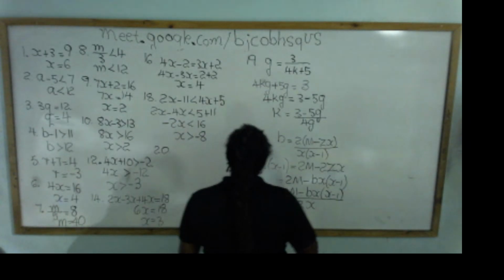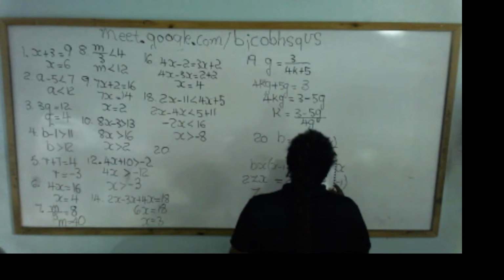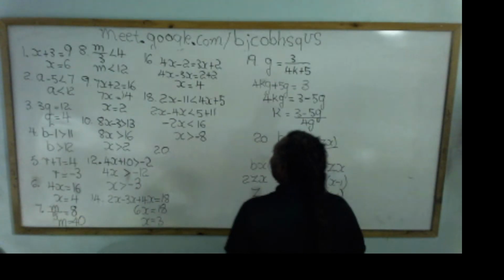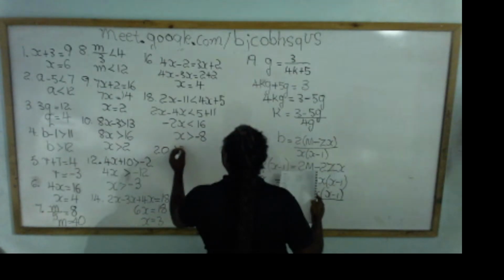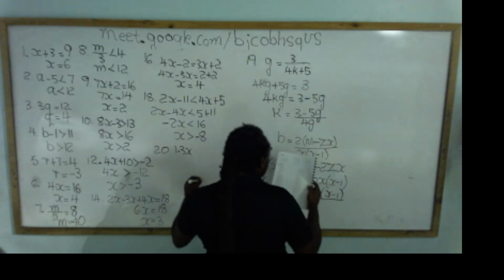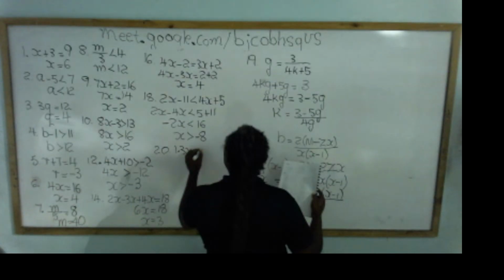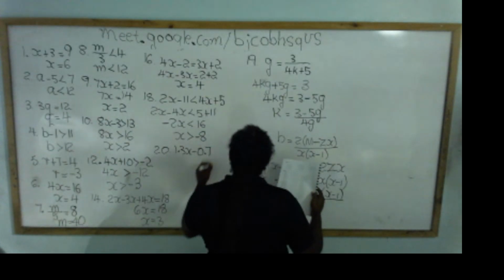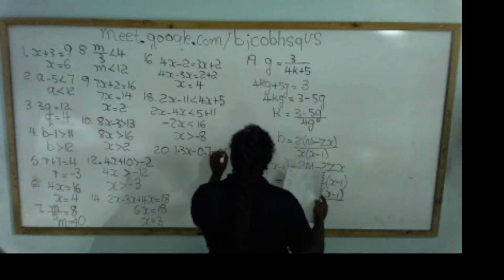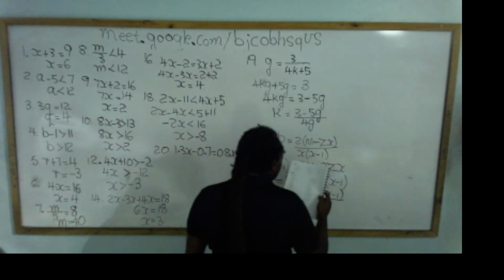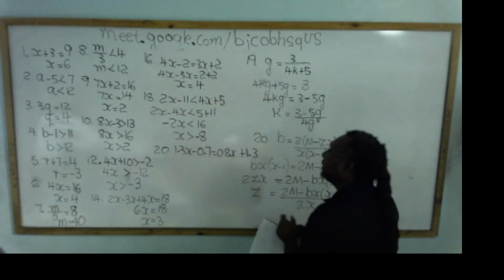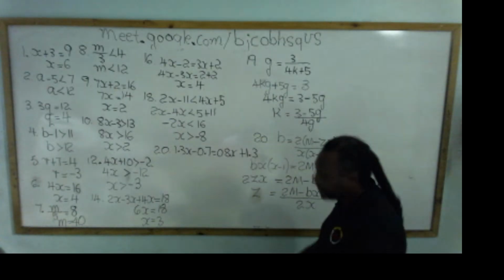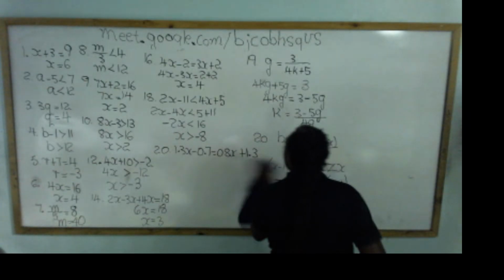Number 20. Number 20 looks awful, but it's actually very nice. So let's write number 20. 1.3x minus 0.7 is equal to 0.8x plus 1.3. It's quite wide. Number 20.